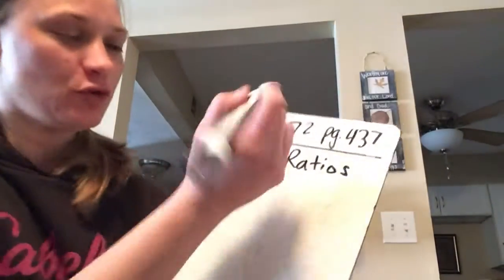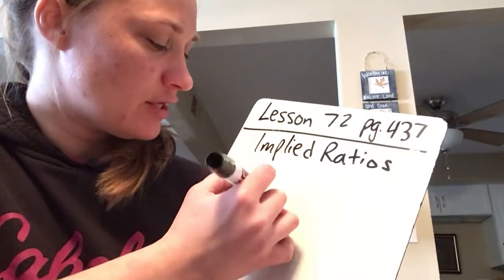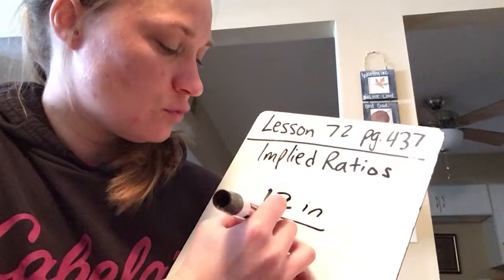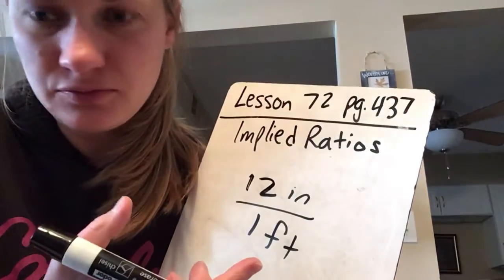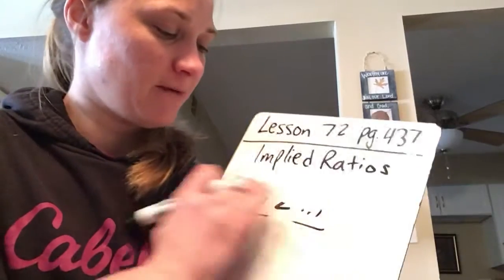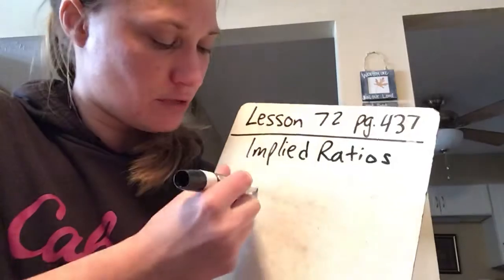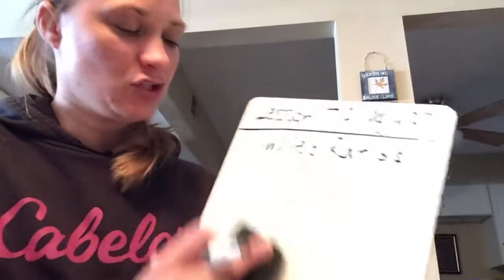To give you a quick review, ratios compare two numbers, right? So you've got 12 inches, 1 foot. That's a rate. That's a ratio. Anytime you've got 3/5, that's a ratio, right? It's a ratio, okay? So we work with those a lot.